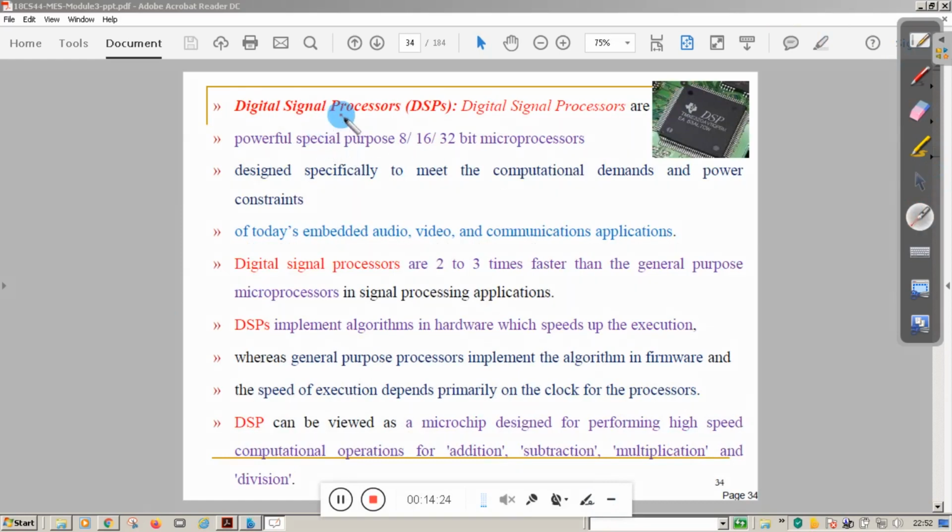Now we will see the digital signal processor. These are powerful special processors, like 16-bit, 32-bit microprocessors, designed to meet computational demands. Especially it is used to deal with data related to audio and video, especially data related to multimedia. Digital signal processors are 2 to 3 times faster, and DSP implements algorithms in hardware. That's why it is faster. DSP can be viewed as a microchip designed for performing high-speed computational operations like addition, subtraction, multiplication, division, etc.